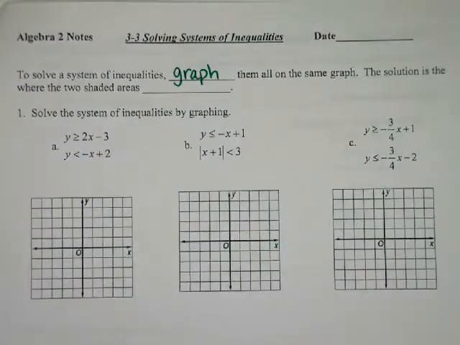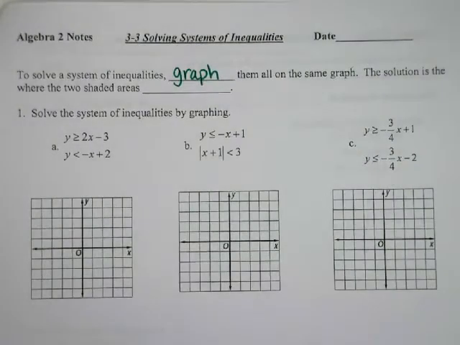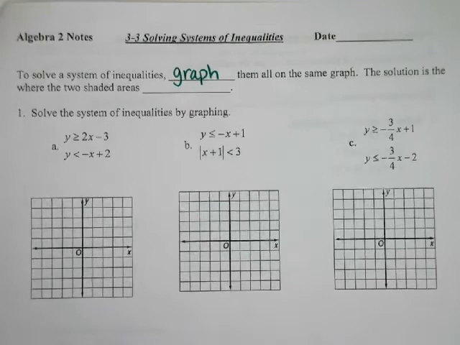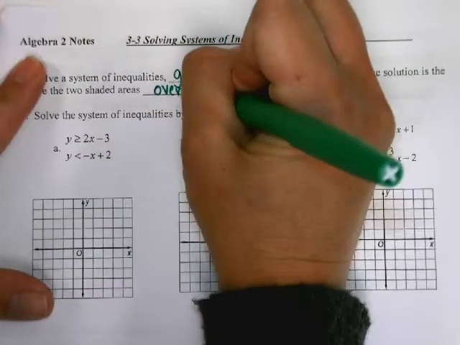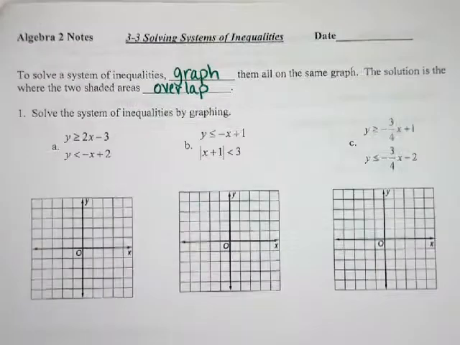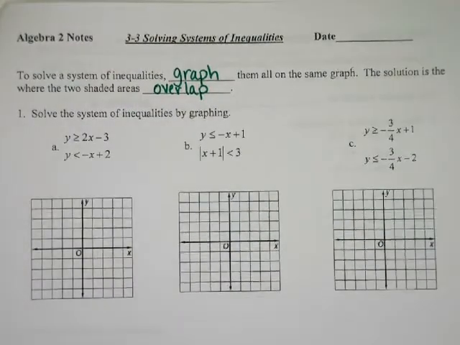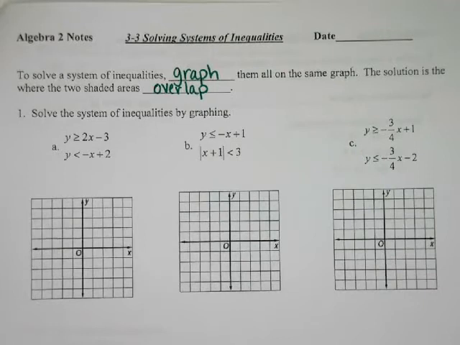Remember, when we graph inequalities, we have solid lines, we have dotted lines, we have shading as well. So we're just going to look to see where those shaded areas overlap. The solution is where the two shaded areas overlap.